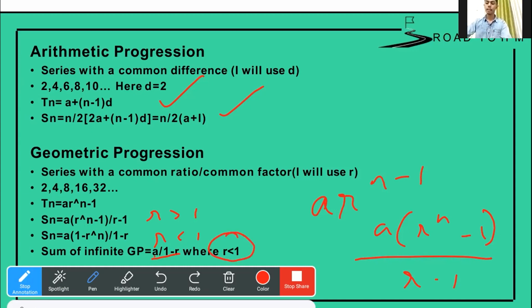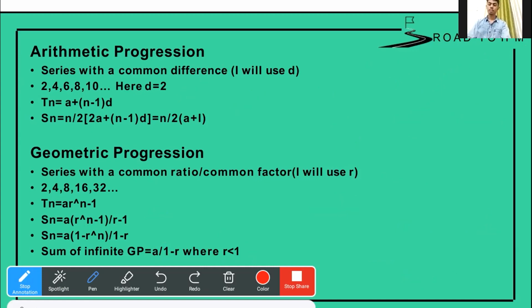Let's take an example: 8, 4, 2, 1, half, etc. Here the common ratio is 4 by 8 or 2 by 4 or 1 by 2. Here R is less than 1. If I'm asked to find the sum of an infinite number of terms of this particular series, I have the formula A by 1 minus R with me. So here A is 8, and 1 minus R is 1 by 2. So 8 by 1 by 2, which is 16. That's the infinite GP series for you.